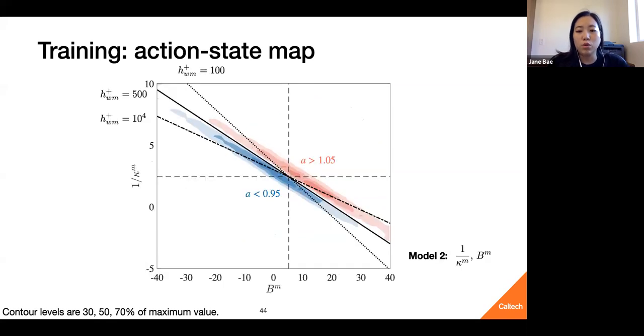If we move to model 2, remember we were training on the instantaneous log law slope and intercept. So it's a little bit more difficult to physically understand what the action state map is doing. But one thing to take away is that there is a clear division between the regions where the actions are greatly above 1, and the regions where the actions are greatly below 1. So there is a clear division, meaning that the model has a clear distinction on when to increase or when to decrease the wall shear stress. So this is a good thing.